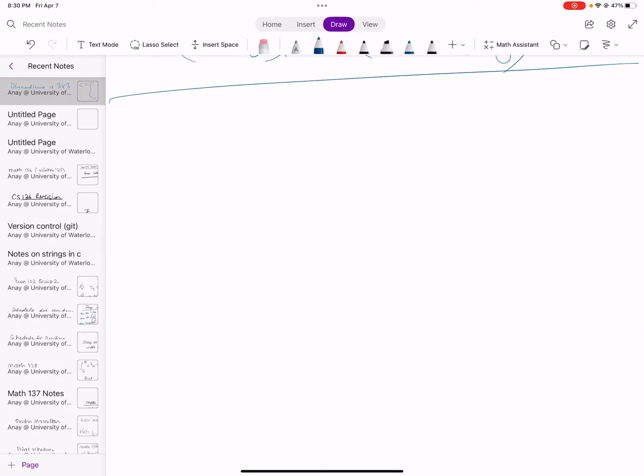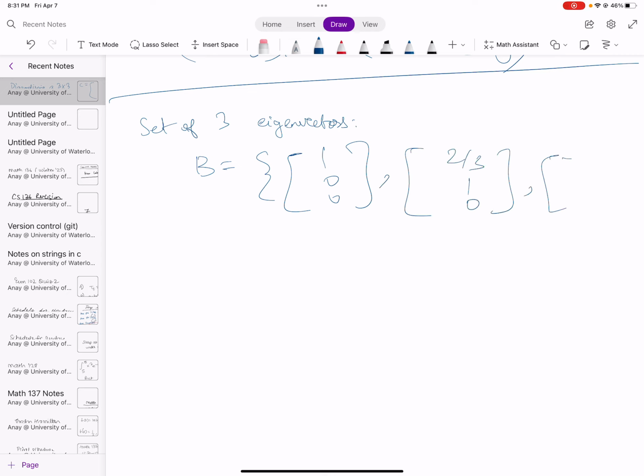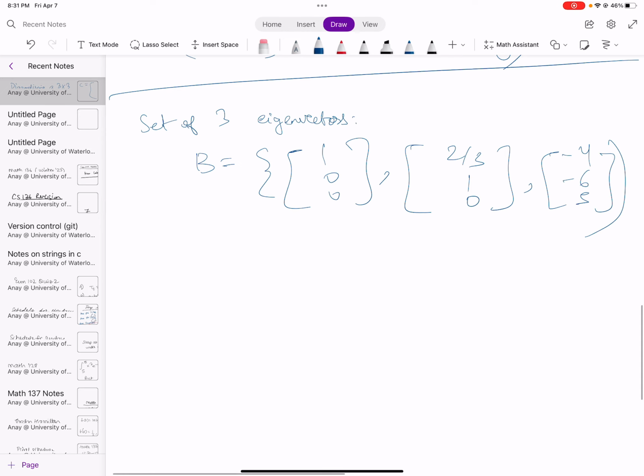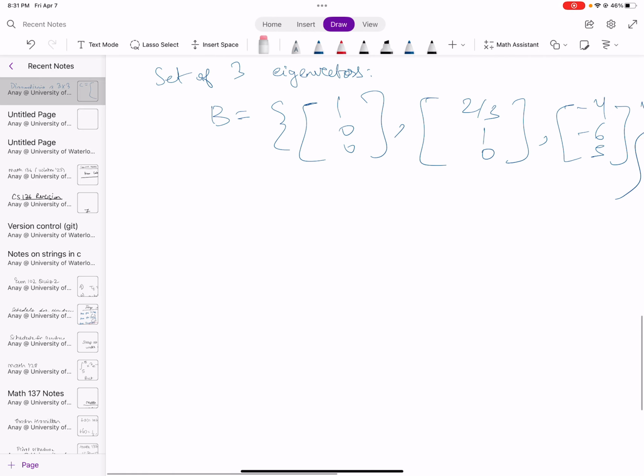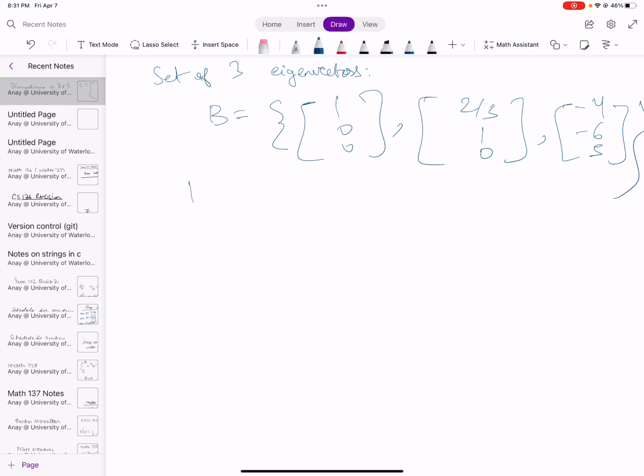Now for our initial matrix, which is C, we have three eigenvectors, a set of three eigenvectors, which we could call B. This would be 1 0 0, 2/3 1 0, and -4 -6 5. And we can observe that this is linearly independent. Why? Because if we make this a matrix, we have 1 2/3 -4, 0 1 -6, 0 0 5.